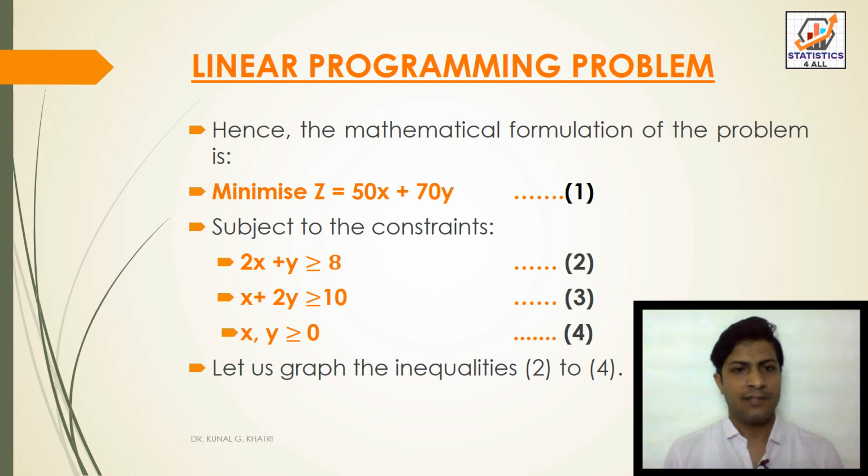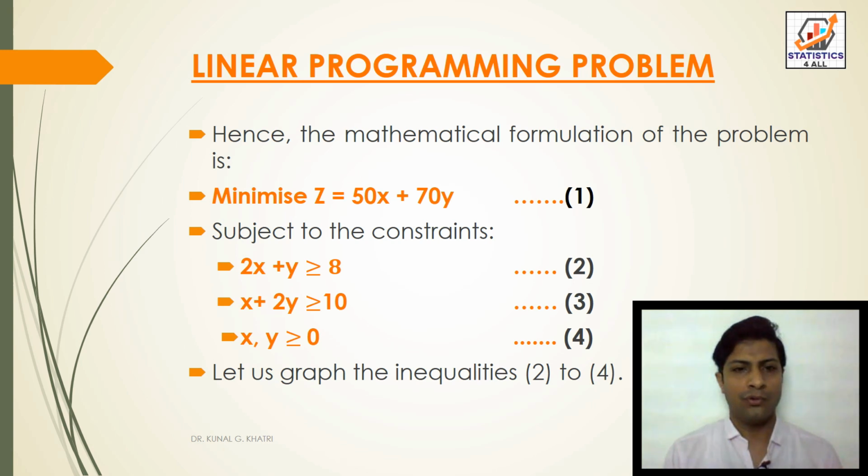Hence, the mathematical formulation of the problem is: minimize Z equal to 50x plus 70y, first equation, subject to the constraints 2x plus y greater than or equal to 8, second equation, x plus 2y greater than or equal to 10, third equation, x, y greater than or equal to 0, fourth equation. Let us graph the inequalities 2 to 4.